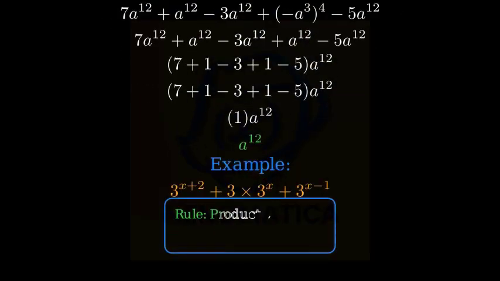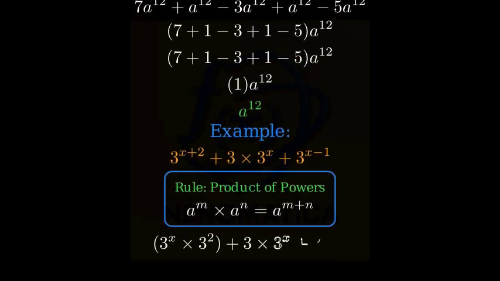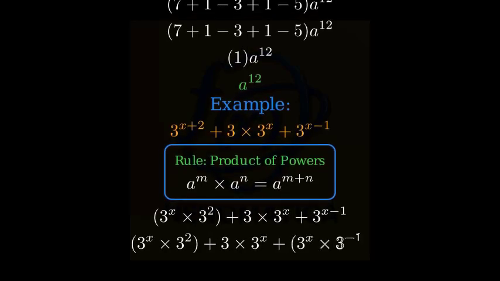3 raised to the x plus 2 can be written as 3 to the power of x times 3 squared. 3 raised to the power of x minus 1 can be written as 3 to the power of x times 3 to the power of negative 1. So our expression becomes 3 to the x times 3 squared plus 3 times 3 to the x plus 3 to the x times 3 to the negative 1.